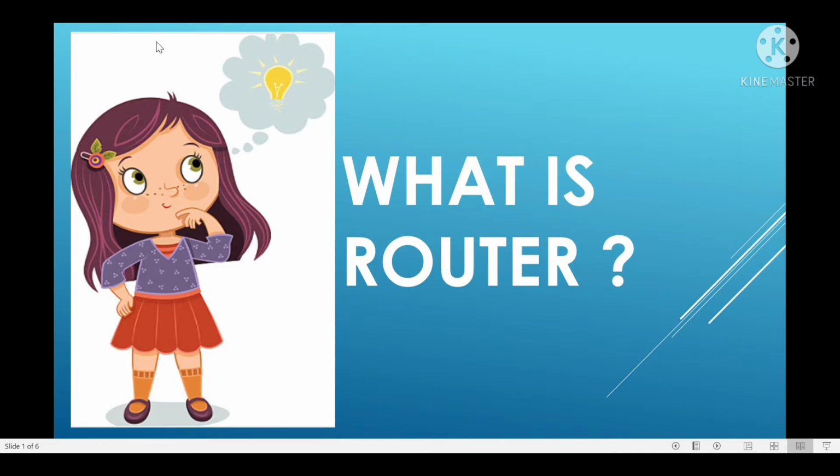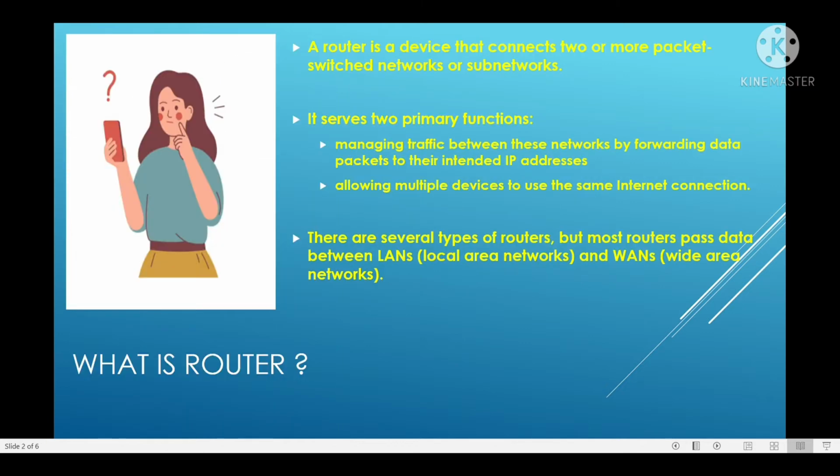In this video we will be seeing what is the meaning of a router in a network. So basically a router is a networking device that connects two or more packet switch networks or subnetworks. A router generally has two primary functions. It basically manages traffic between two networks by forwarding data packets to their intended IP addresses.